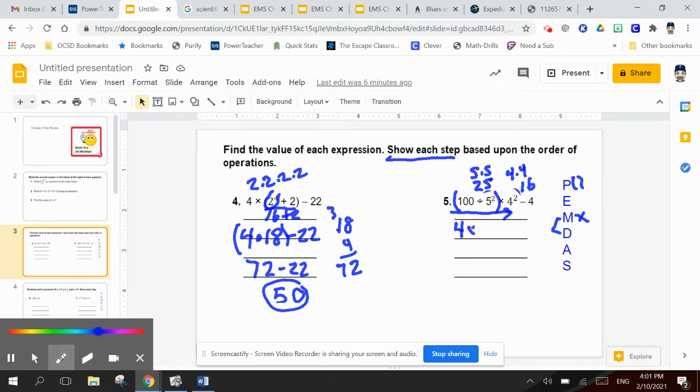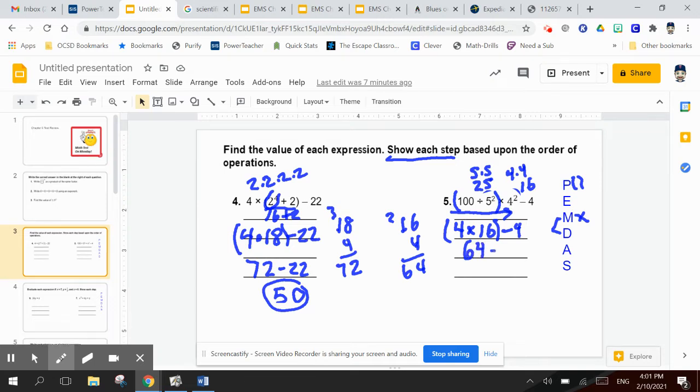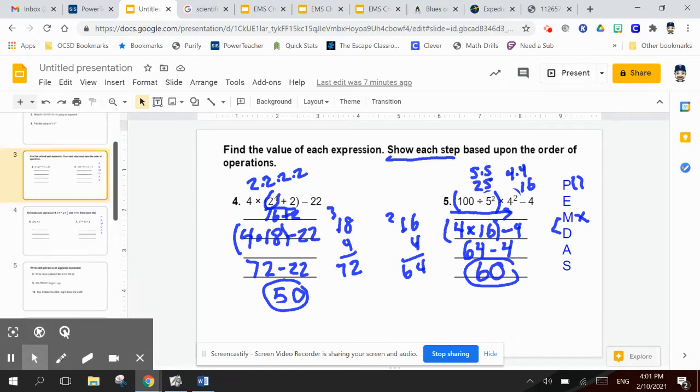Sorry, it's 4 times 16 minus 4. So since multiplication is next, I take multiplication. 16 times 4 is 64. Carry the 2. 4 times 1 is 4, plus 2 is 6. So I have 64 minus 4. And 64 minus 4 is 60. Make sure you're using the order of operations over here to your right.